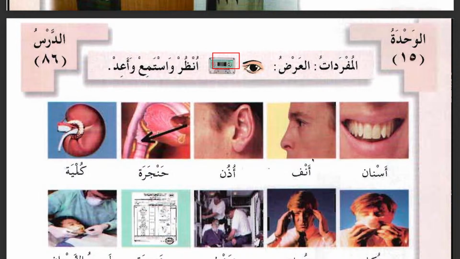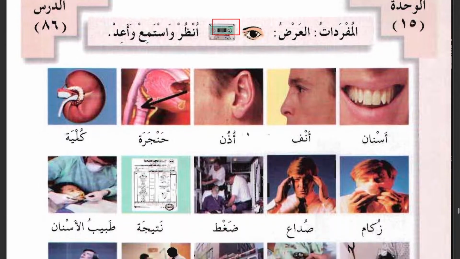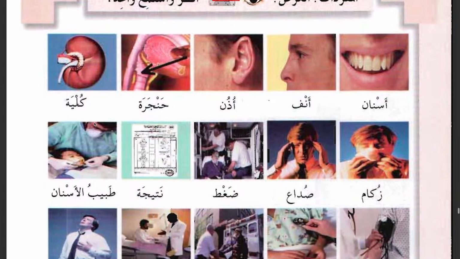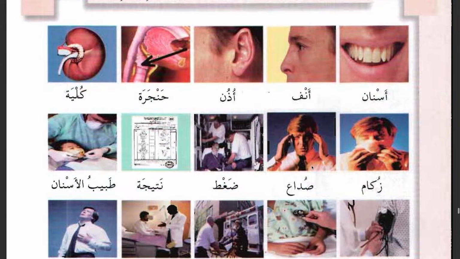So, asnan, teeth; anf, nose; udhun, ear; hanjara, that part of your throat. If it's a tabib al-asnan, you're going to mean he's looking after the throat in general, but I think it's what you call the larynx or something. Kulya, kidney. Zukam, cold. Suda, headache.